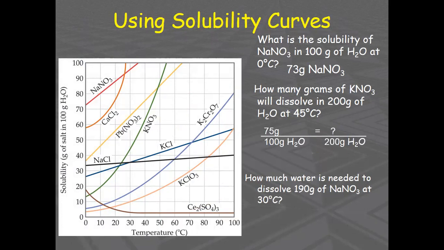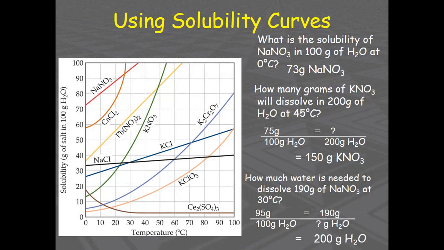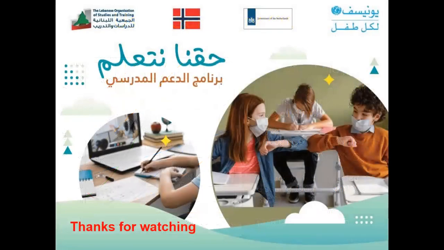How many grams of KNO3 will dissolve in 200 grams of H2O at 45 degrees? This is the H2O, okay, the KNO3, okay, 45 degrees in here. 150. How much water is needed to dissolve 190 of NaNO3 at 30 degrees? It is 200. This is the end of our lesson.